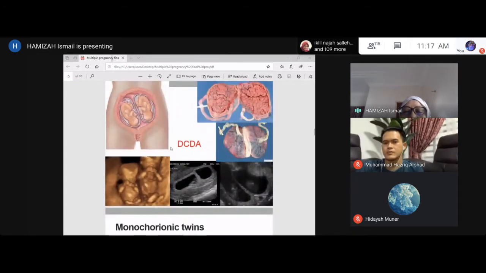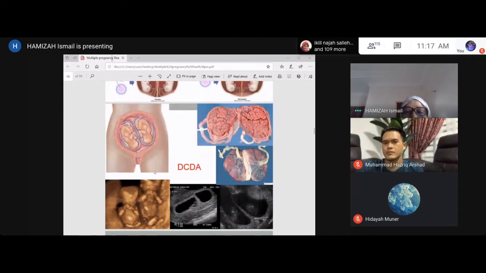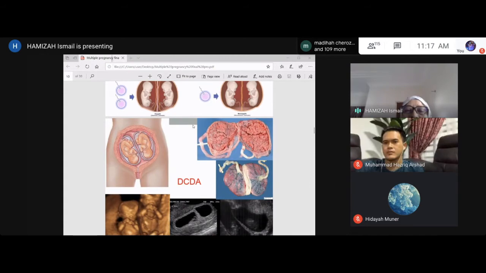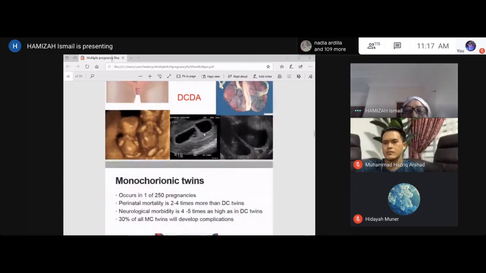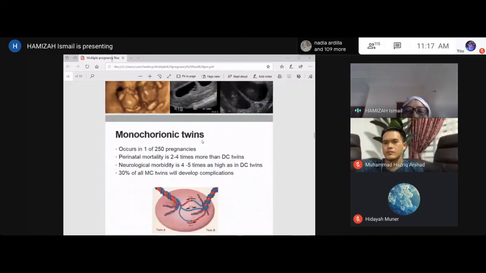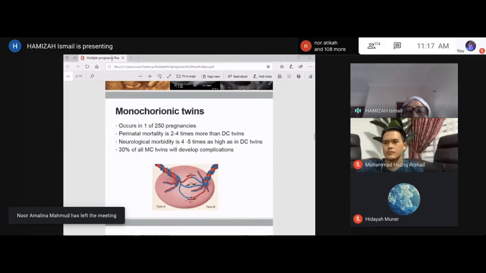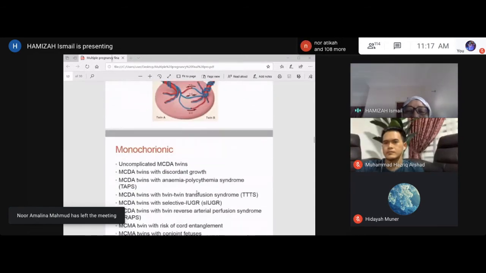So this is DCDA. When you open up DCDA, you can see 4 membranes. After delivery, when you open up, you can see 4 membranes in between. In the MCDA, usually only 2 membranes, very thin membranes. This is like you mentioned earlier, anastomosis.